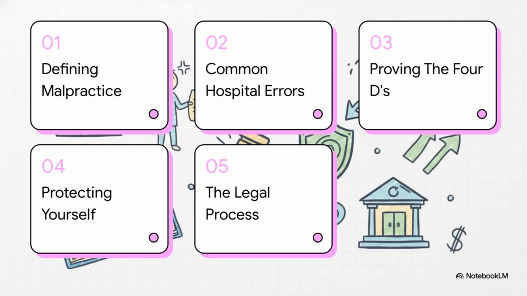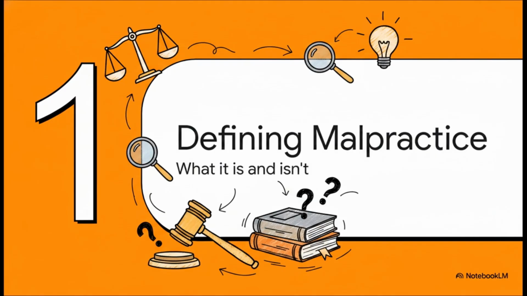Here's our roadmap for today. We'll start by defining hospital malpractice, look at some common errors, break down the 4 Ds of negligence, cover the immediate steps you need to take to protect yourself, and finally, explain how the legal process actually works. All right, let's jump right into Section 1, defining hospital malpractice, what it is and what it isn't.